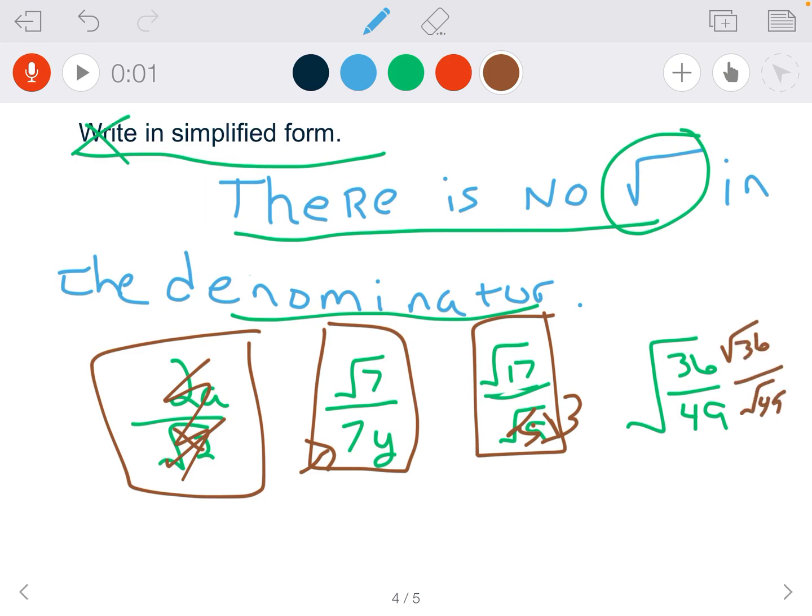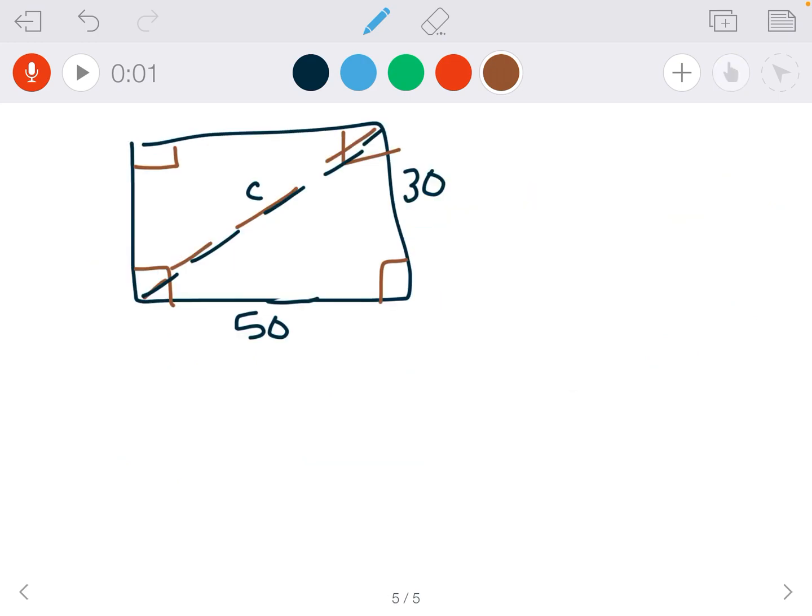Remember, we could break those down like this. So really this is 6 over 7. So the answer here would be radical 7 over 7y. So the radical can be on top in the numerator, but not in the denominator.